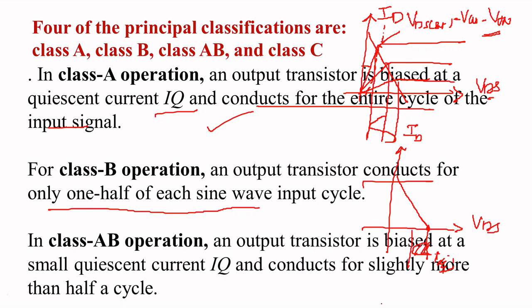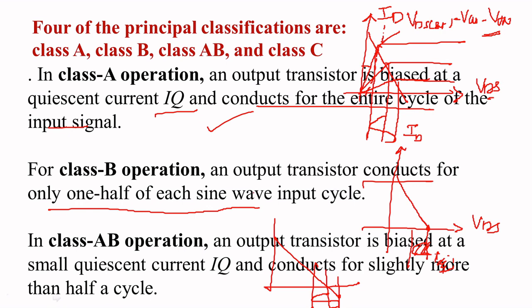Okay, so what you want to understand is the class A will be conducting for the full 360 degrees of your input signal, and class B will be conducting only for 180 degrees with respect to the input. When you go for class AB, you will be fixing your quiescent point lower than your cutoff region. That means the transistor will conduct slightly more than your cutoff, more than half of your cycle. So you will be fixing the quiescent point here, right? So your output will be something like this. You can see it is greater than half of the cycle but lesser than the full output cycle.